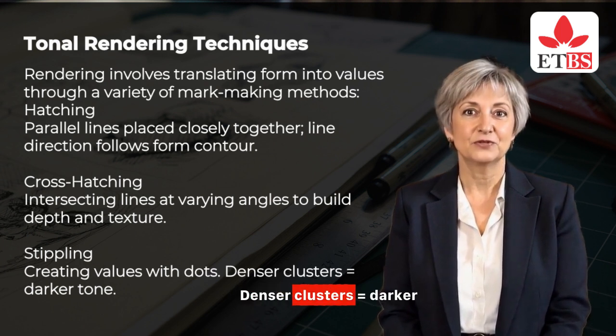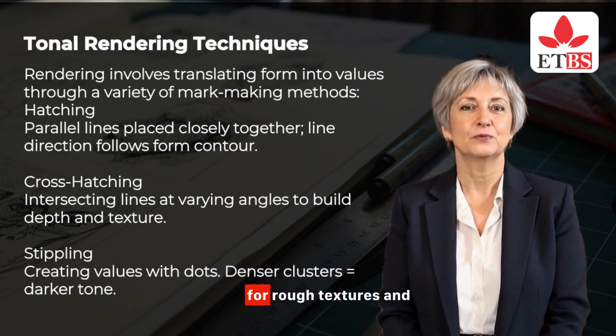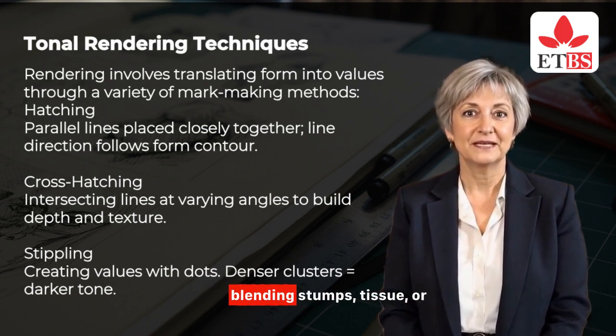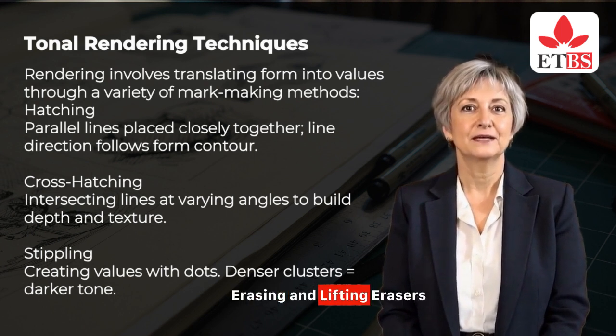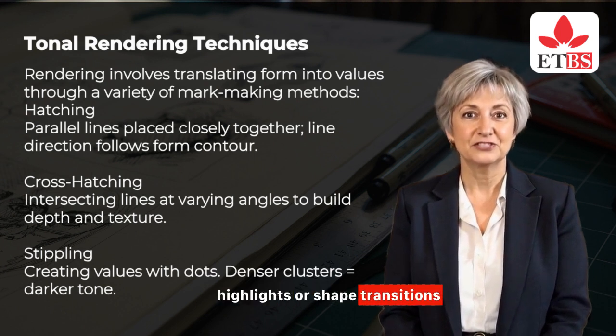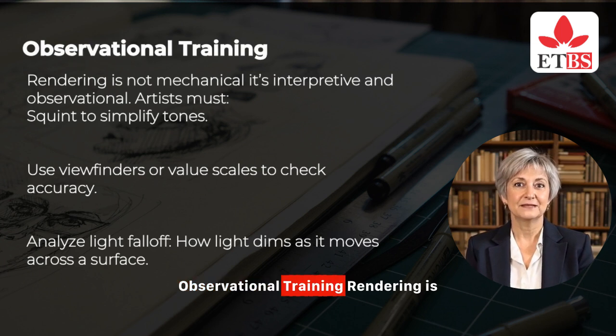Denser clusters equal darker tone. Scumbling: a controlled scribbling technique for rough textures and gradients. Blending: smooth transitions between values using tools like blending stumps, tissue, or finger. Erasing and lifting: erasers used subtractively to lift highlights or shape transitions. A needed eraser for precision.